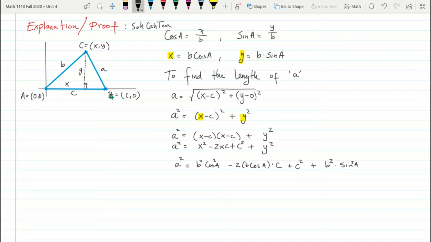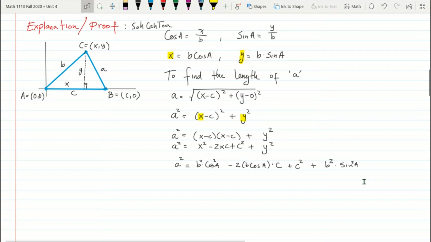Okay, so this is what we have now. We brought in the value for x, which is b cosine a, but since we squared it, we have to square everything inside. So that means b squared times cosine squared of a, and then here we have negative 2b cosine of a times c plus c squared plus b squared times sine squared of a.